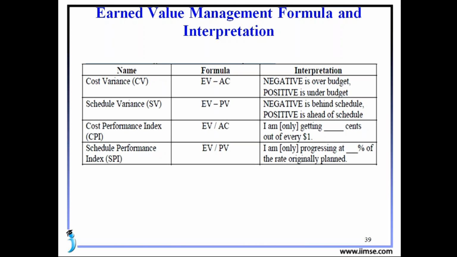Next, go to the schedule performance, EV by PV. Here also you will get sometimes less than 1, or 1, or greater than 1. If we get equal to 1, that means our work is going on schedule. If we get less than 1, we are behind our schedule. If we get more than 1, we are ahead of our schedule. And if you want to show this value as a percentage, we should multiply by 100, then we get the percentage.